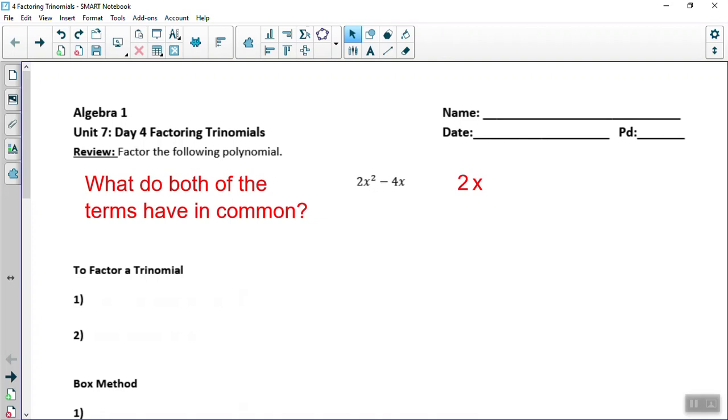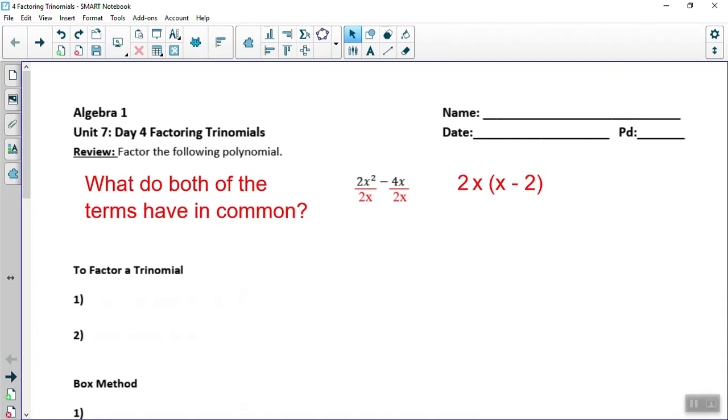So if you remember from last time, to factor out that greatest common factor, we can divide all the terms by that greatest common factor, and what we have left over becomes our answer. So here we have our greatest common factor, and then we're going to multiply it by whatever's left from this division. So 2x squared divided by 2x is going to give me x. 4x divided by 2 is going to give me 2. So now we're left with 2x times x minus 2.